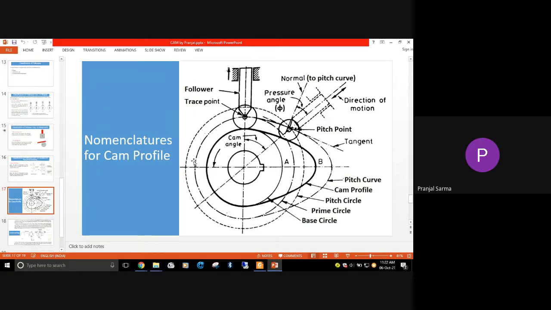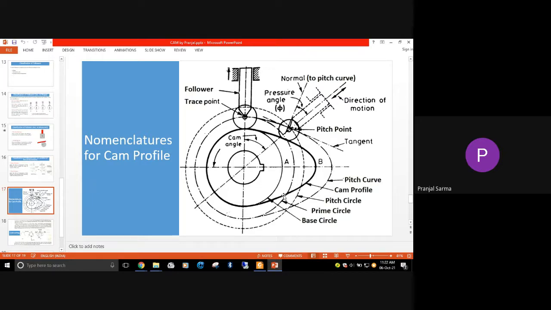In the case of a cam and follower with a knife edge follower, the pitch curve will coincide with the cam profile, because the trace point will be here for the knife edge follower. Here the trace point is on the dotted line, which gives a similar look to your cam profile, but bigger in size. This one is the pitch curve.